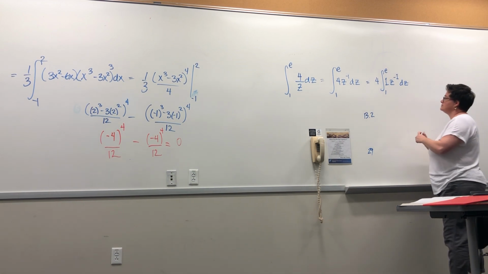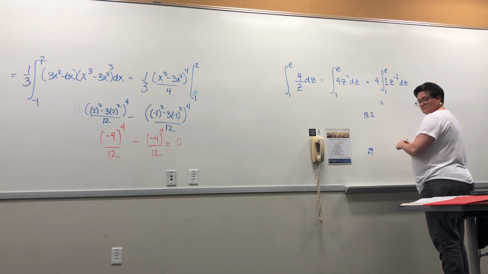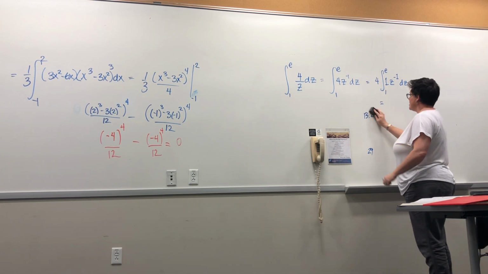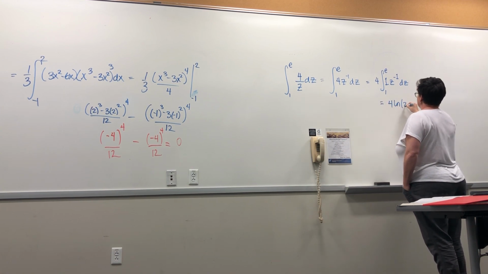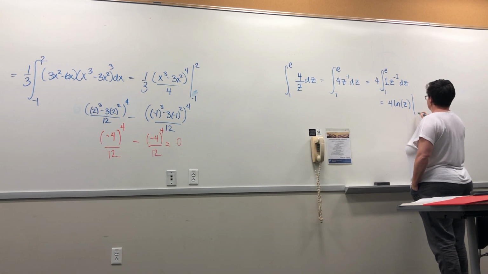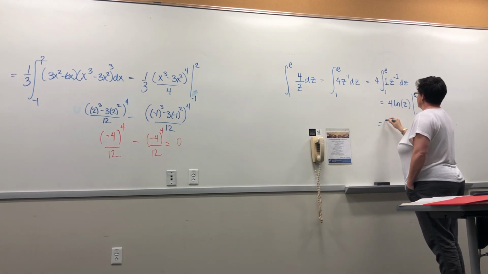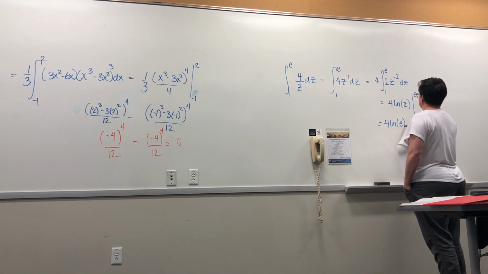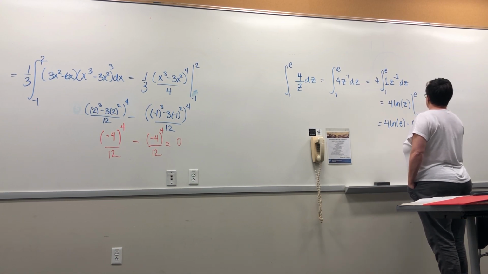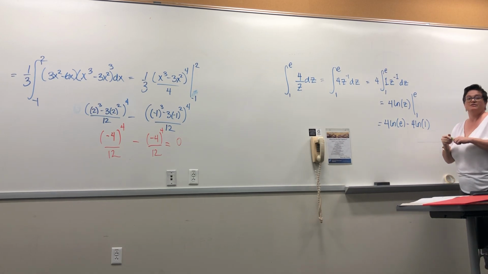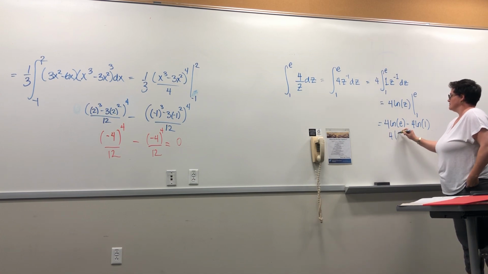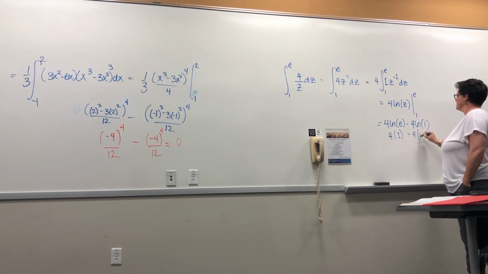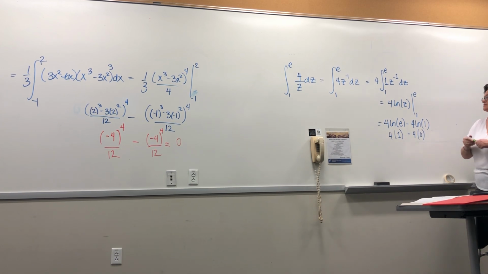What's my integral? 4 natural log of what? And we're going from what to what? Plug and check. 4 natural log of e minus 4 natural log of 1. You should be able to do this in your heads, believe it or not. Natural log of e is the same as... I'm plugging my f of b minus f of a.